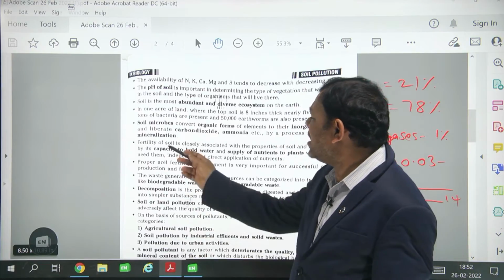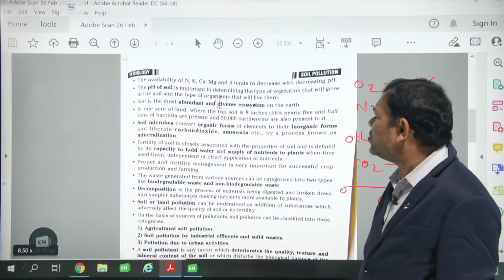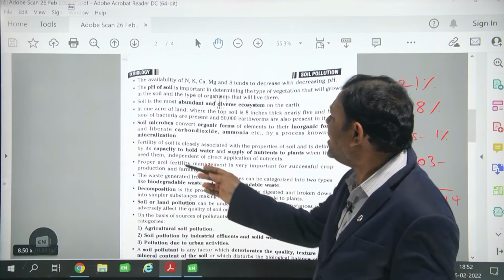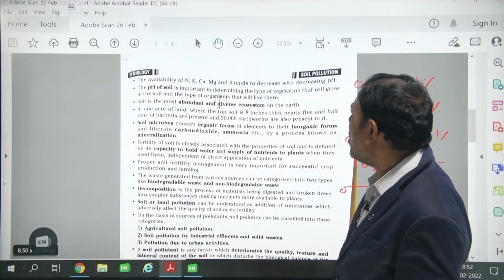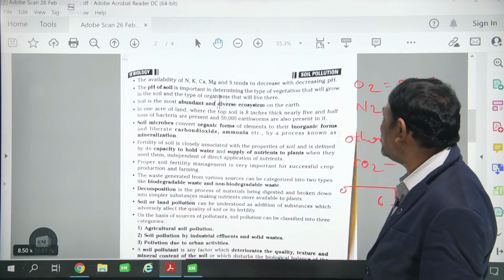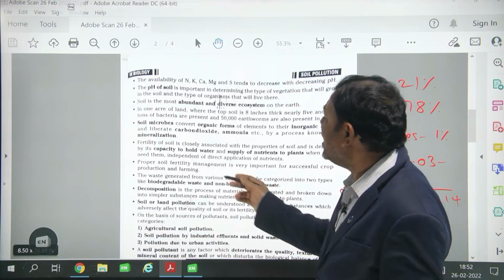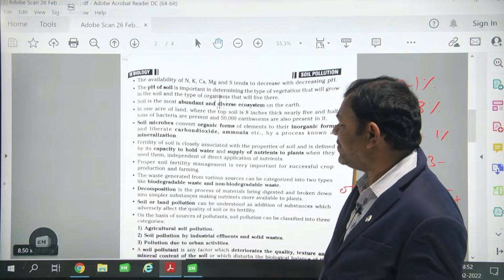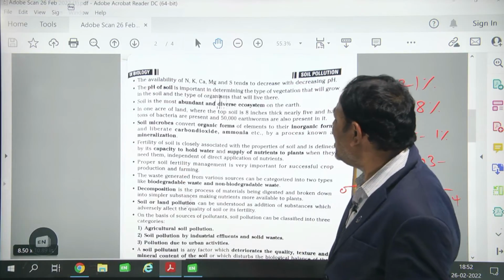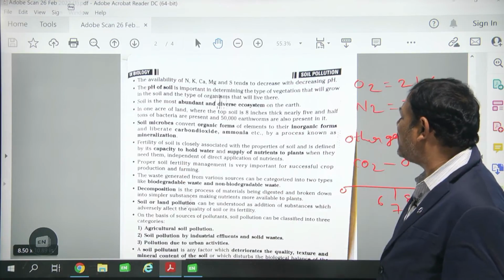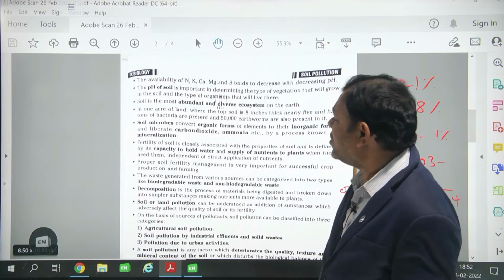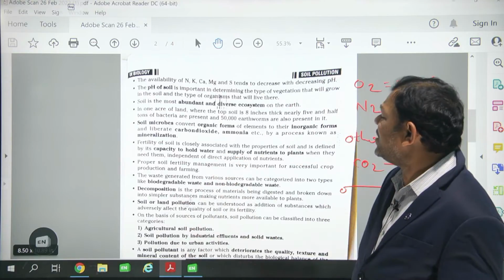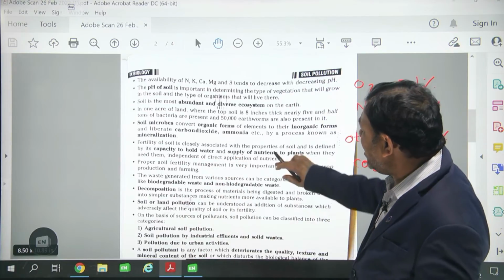Fertility of the soil is closely associated with the properties of the soil and is defined by its capacity to hold water and supply nutrients to the plant when they need them, independent of direct application of the nutrient. Proper soil fertility management is very important for successful crop production and farming. Especially in crop production farming, soil fertility is very important.